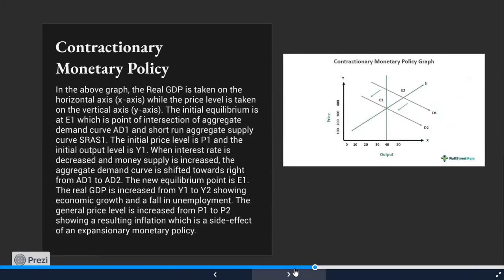Moving on to the contractionary monetary policy. This is the opposite of expansionary monetary policy, when the central bank raises interest rates and reduces the money supply to slow down borrowing and spending, and the goal is to control inflation. As we can see, when the interest rate is decreased and the money supply is increased, the aggregate demand shifts towards the right from AD1 to AD2. And now the new equilibrium is E1 and the GDP is increased from Y1 to Y2.